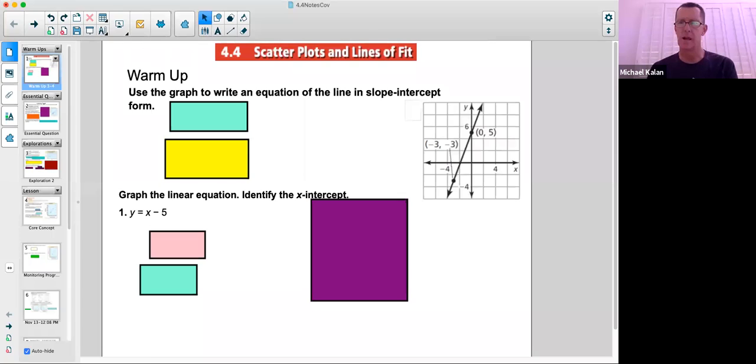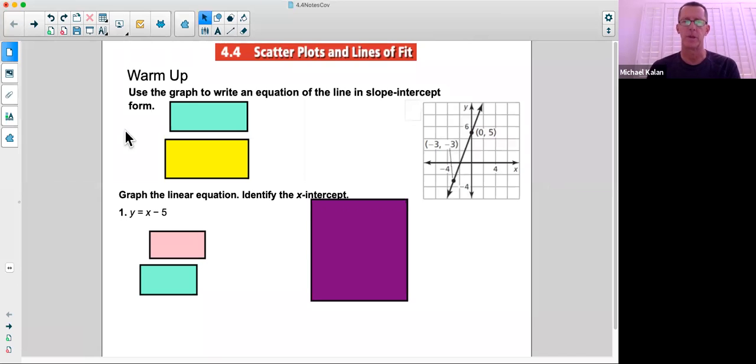Let's take a look at our last section in chapter 4.4. We kind of go in a fun direction with this one as I share my screen with you. This is a real nice, more real-world application of what we've been learning with lines. Let's start with the warm up. Use the graph to write an equation of the line in slope-intercept form. Remember what slope-intercept form is? You said y equals mx plus b, didn't you? Good. Go ahead and do that one.